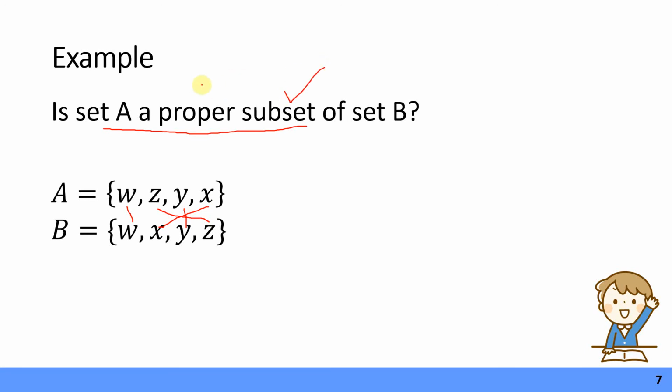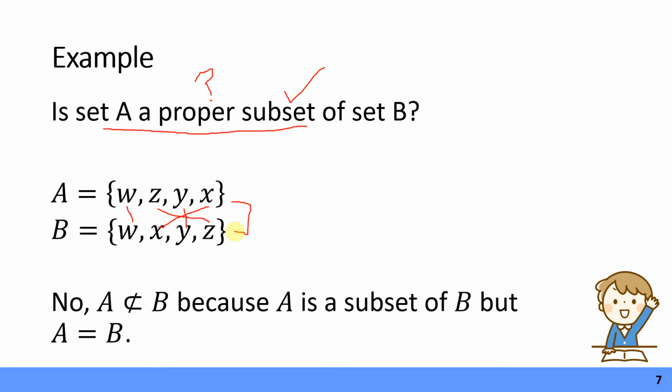But the question is asking us, is it a proper subset? So again, it is a subset because it's a piece of the other one. But is it proper? Remember what I told you. For it to be proper, it cannot be equal to the other set. So if you notice these two, they're exactly the same. So it's not only a piece, it's actually the whole thing. So it is a subset, but it is not a proper subset.